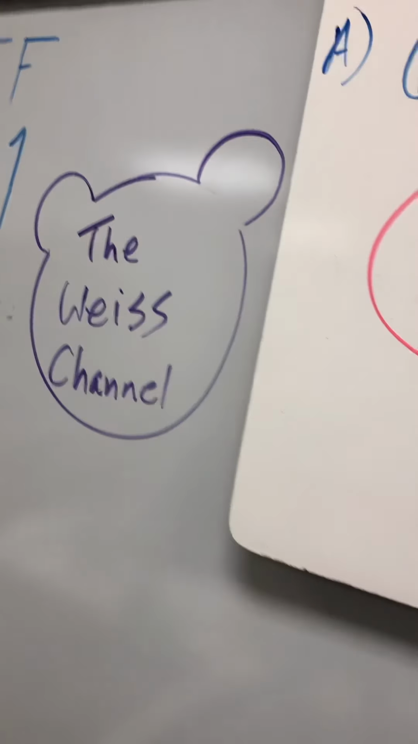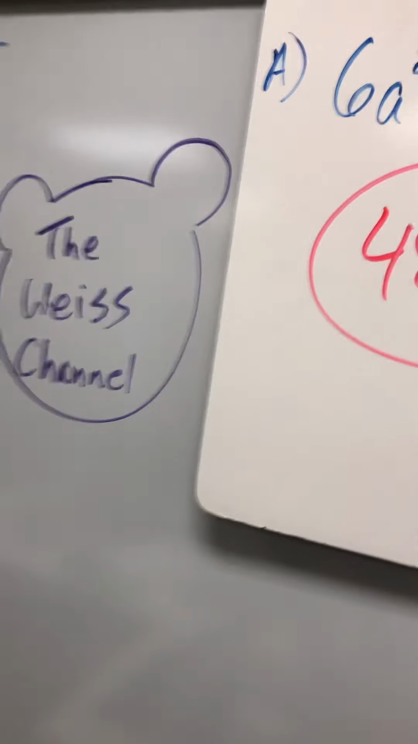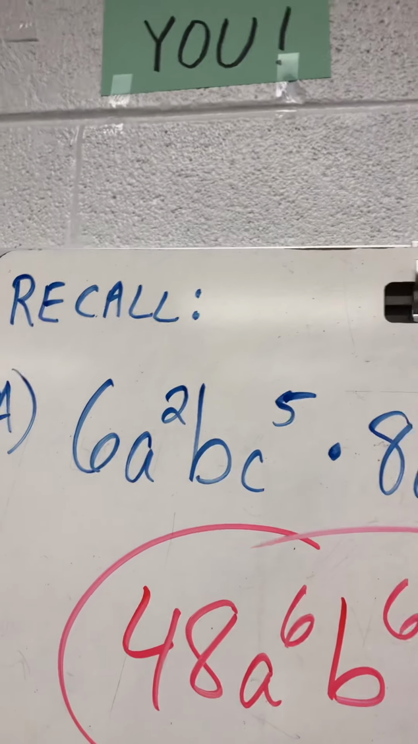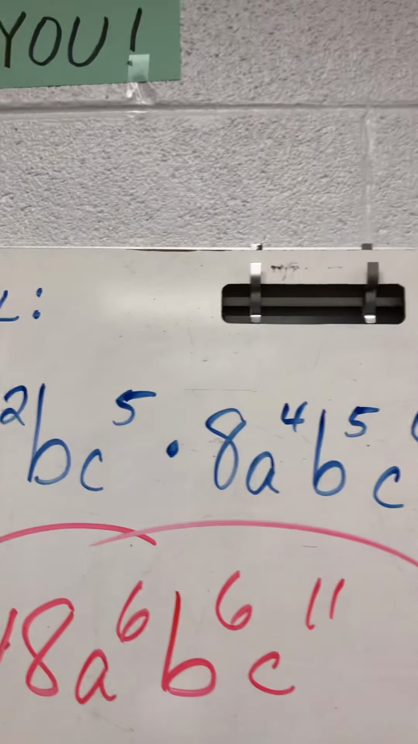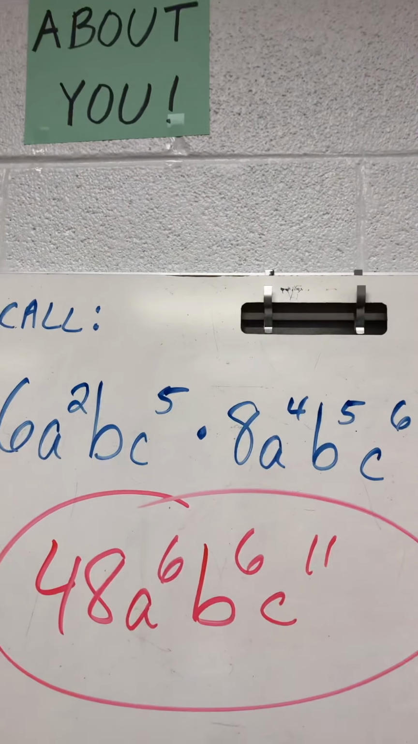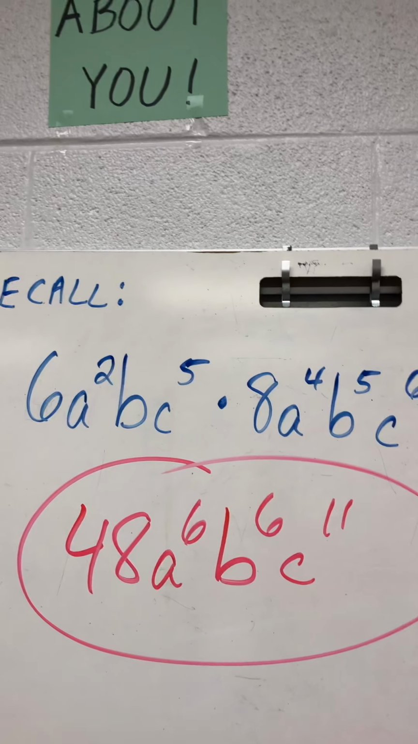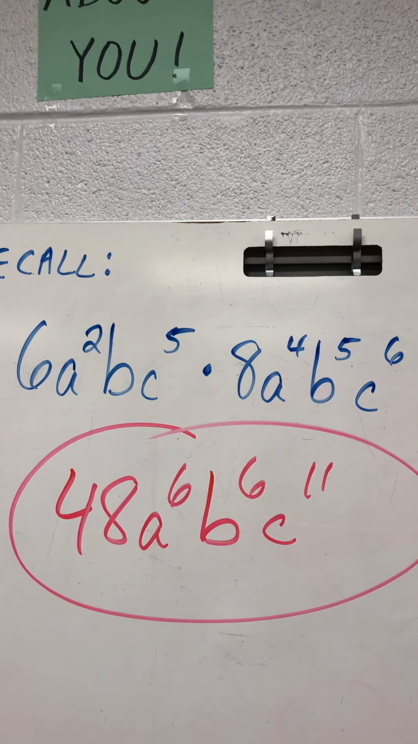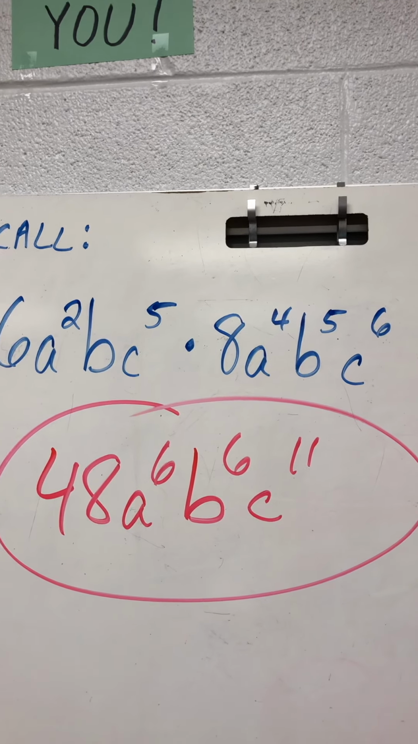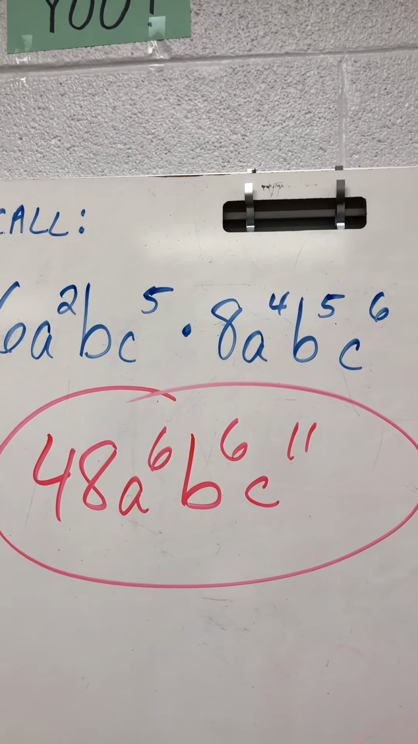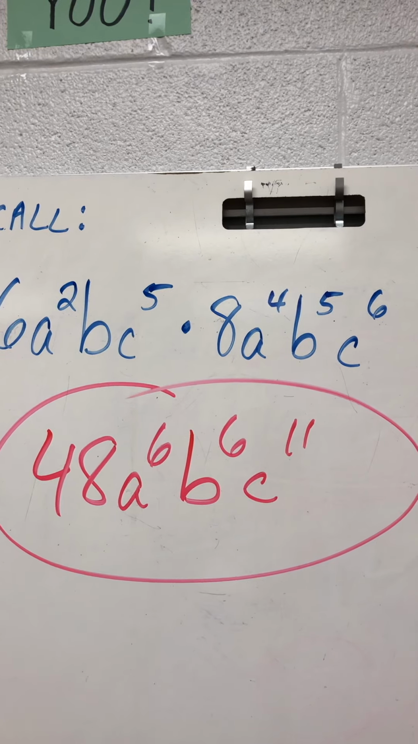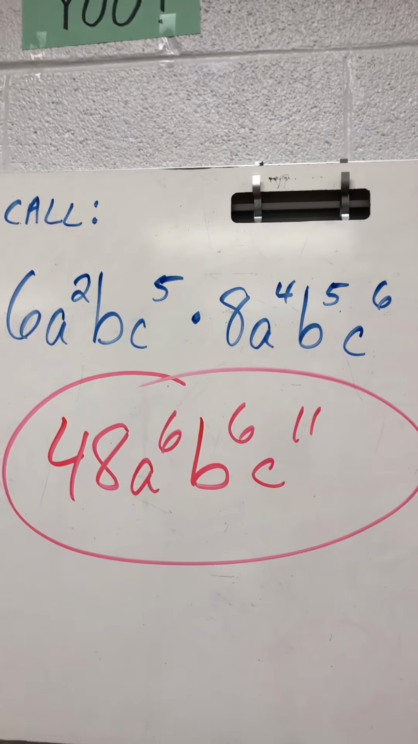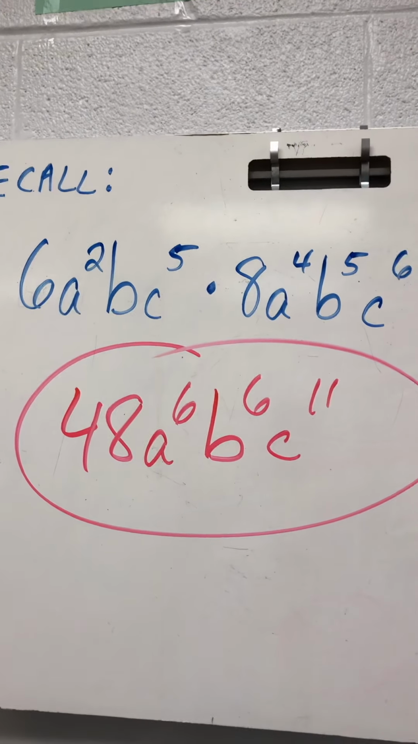Today we're going to divide with exponents. Remember how 6a squared b c to the fifth times 8 a to the fourth b fifth c to the sixth is 48 a to the sixth, because 2 plus 4 is 6, b to the sixth because 1 plus 5 is 6, c to the 11th because 5 plus 6 is 11, right? Well, watch this.